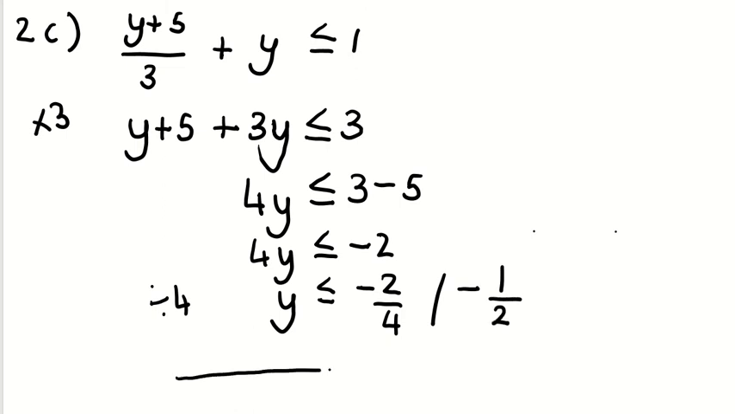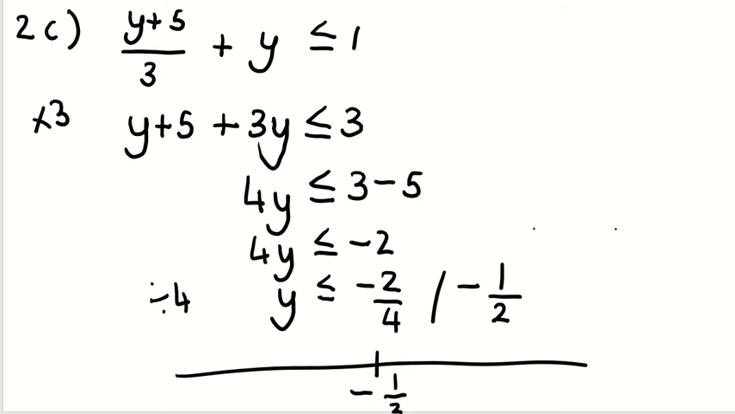So if I draw my line, oh, that is very skew, then it is the minus 1 over 2. And it is smaller or equal to. So the dot is colored in because it's also equal to. And the line moves to this side because it's smaller than that.